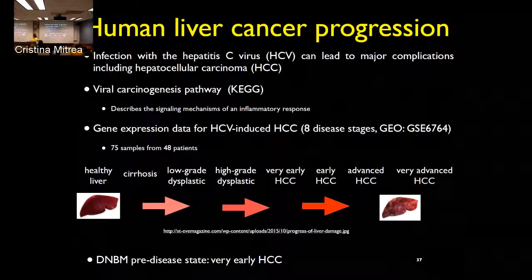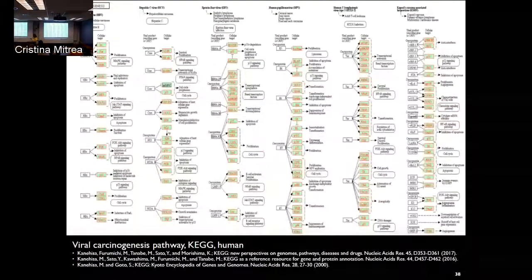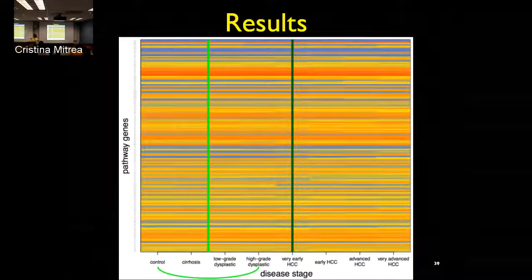And for that reason, we used the comparison with the existing method, and the existing method detected a pre-disease state as very early hepatocellular carcinoma, which is very good. You want to catch the cancer early. This is a depiction of the pathway from KEGG, and the red genes again are the genes that changed in that experiment.